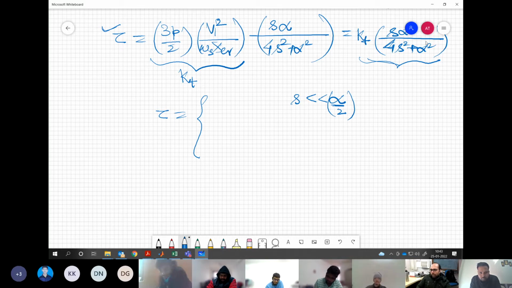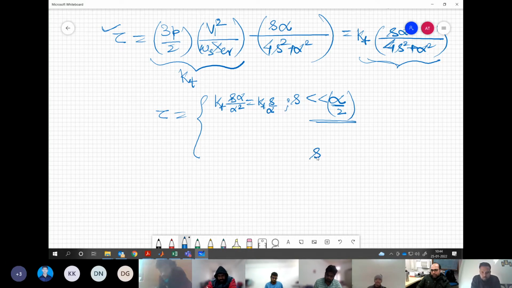So what will be the expression over here? The 4S square will be ignored with respect to alpha square. So we will have kt times S alpha by alpha square, which is effectively nothing but kt times S by alpha. No problem in that. And this is the case where we are saying that S is very much less than alpha.